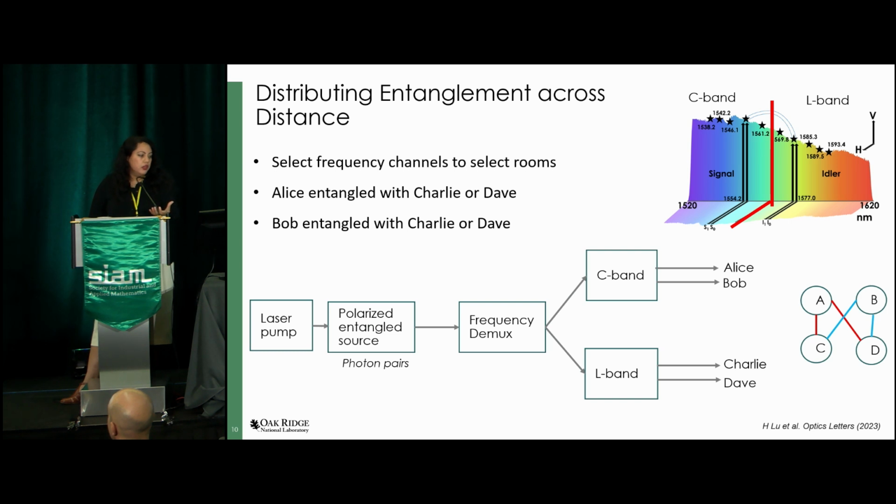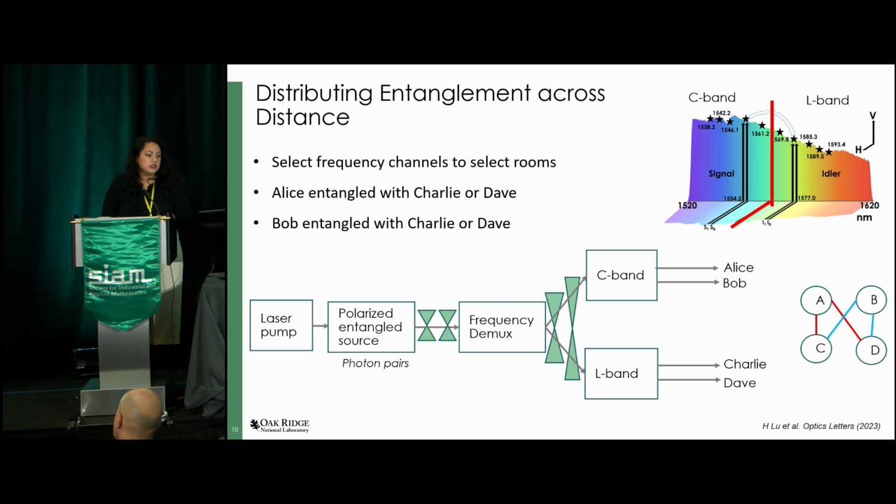You have a laser pump, and you have a polarized entangled source, which allows you to generate photon pairs. And then you run it through frequency multiplexers, which allow you to select certain bands on the graph shown above. Anything you select on the C band, the opposite is going to be on the L band, and that is how you can select the photons going to different rooms. Alice, Bob, Charlie, Dave are representing 4 different rooms in this diagram. And you can, as a result, have an entanglement between either Alice and Charlie or Dave, or Bob and Charlie and Dave. And this is how entanglement distribution works, where you have to have a pair of photons that you then deploy.